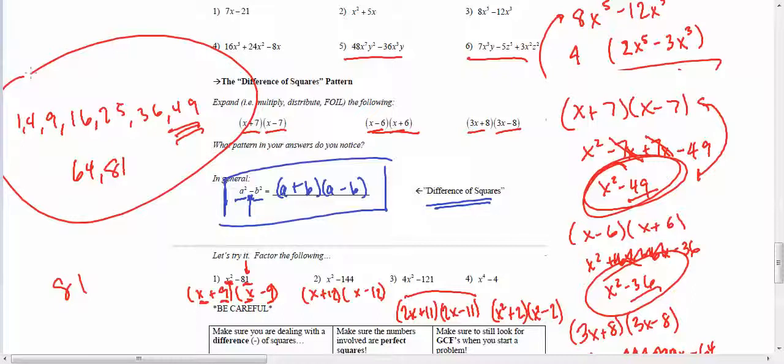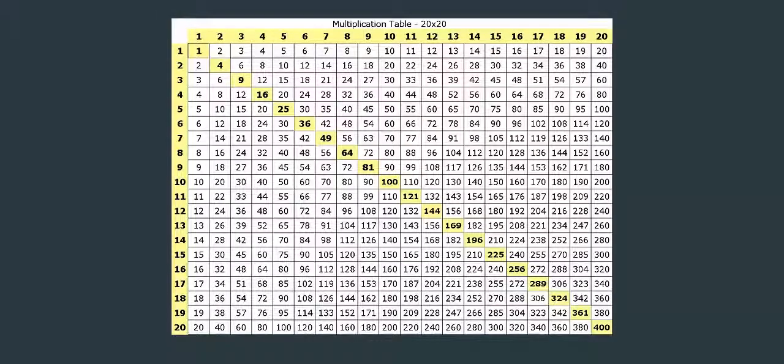I'll give you a hint. These are called perfect squares. 36 is a perfect square because it's 6 times 6. 49, 64, 81. You learned these, right?